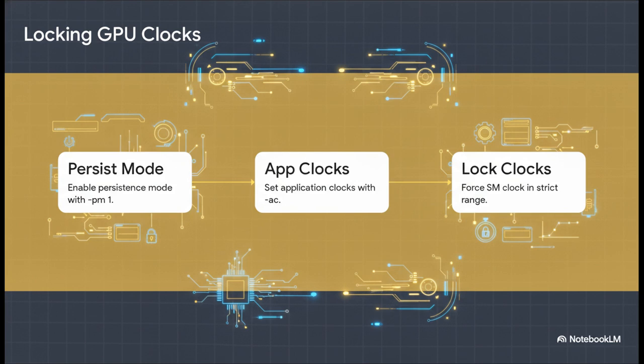Step 2, you use the -ac flag to set application clocks. This is where you request a specific memory and graphics clock pair within a vendor-approved range. And finally, Step 3, if you want to eliminate variance completely, you use the --lock-gpu-clocks flag. This forces the SM clock to stay locked strictly within a minimum and maximum range.